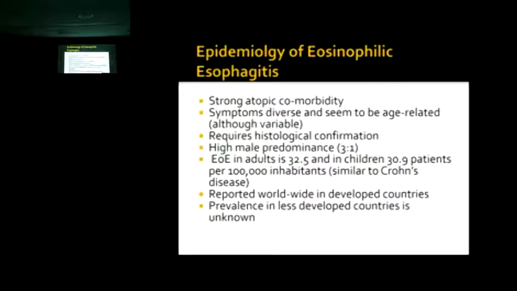It requires histological confirmation. We'll talk about the difficulties with that. Predominantly male, and I can't think of a female EoE patient that I've ever seen, so they definitely are mostly male. And the most recent demographics are about 32.5 in 100,000, or about 1 in 3,000 patients that have it, which is similar to the incidence of Crohn's disease in the world. It's been reported worldwide. It was thought to be mainly a Caucasian disease, but we see it in Asians and Africans and basically everybody in the world, just predominantly in the developed world, because that's where you're going to get scopes. But the prevalence we don't really know in the less developed countries.